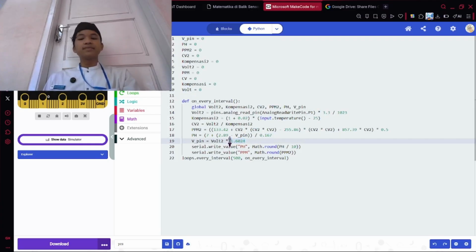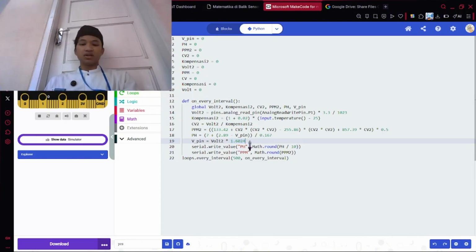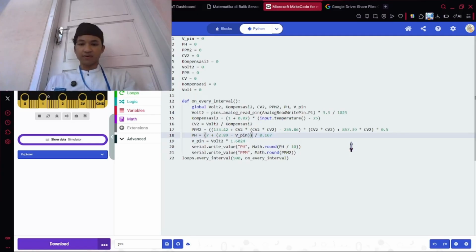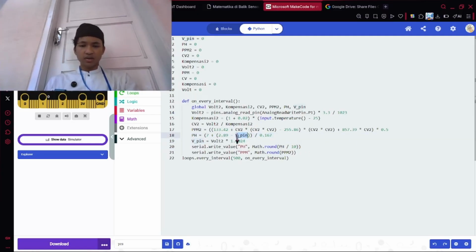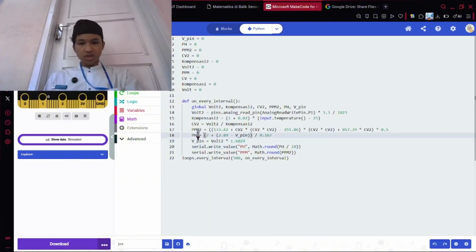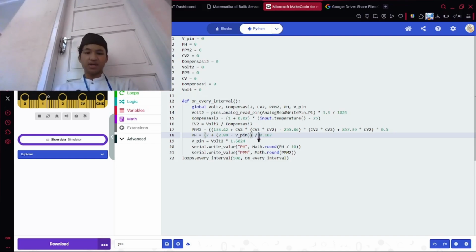The resistor divides the volt, or the electricity that comes to the resistor, by 1.624. So that's why we multiply by 1.624. Then you use the voltage pin in here. 2.89 is one of the neutral numbers, and 7 is the neutral number for pH, the cleanest version of the pH you can have or drink.